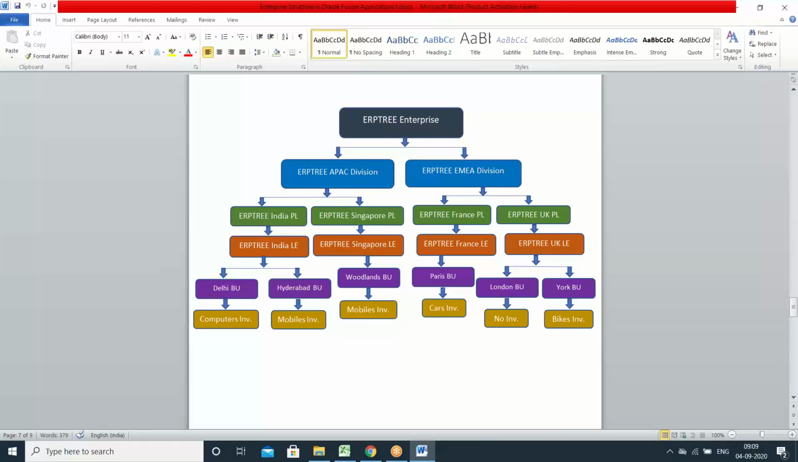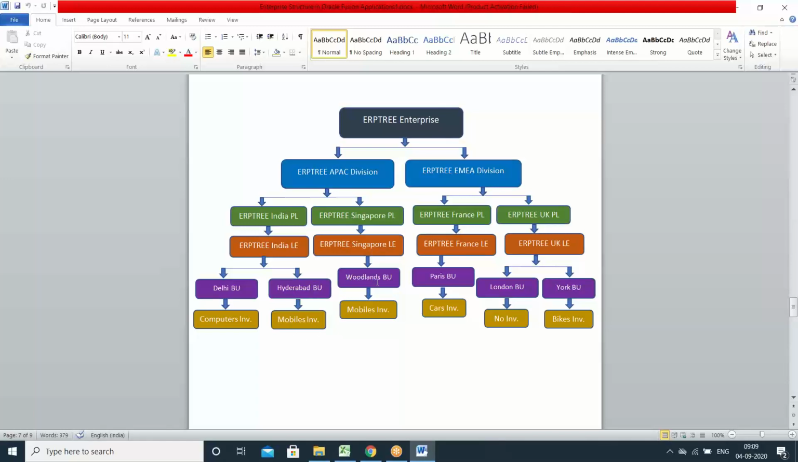And for 4 countries, 4 primary ledgers. For 4 countries, 4 legal entities. See here, India legal entity, Singapore legal entity and so on. In each country, accordingly, how many branches they have become business units. Say in India, they have 2 branches. One is in Delhi, the other one is in Hyderabad. So Delhi BU and Hyderabad BU. In Delhi, what business are they doing? Computer sales. So they have a computer warehouse, computers inventory. In Hyderabad, they are dealing with mobiles inventory.